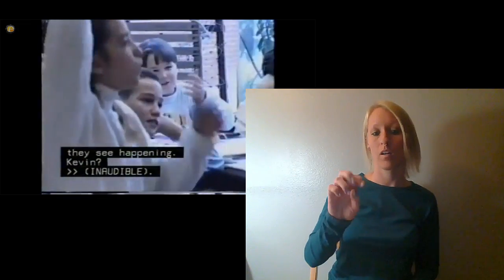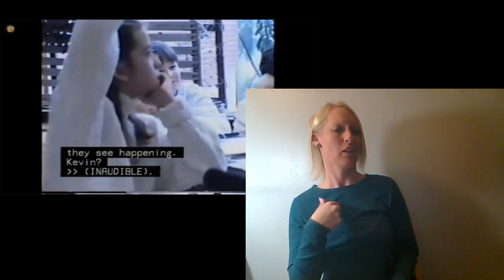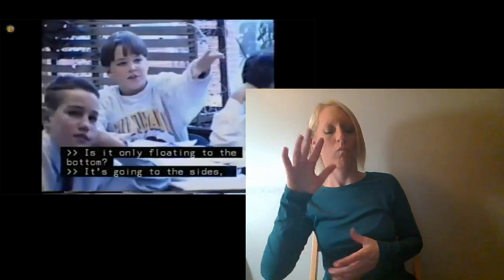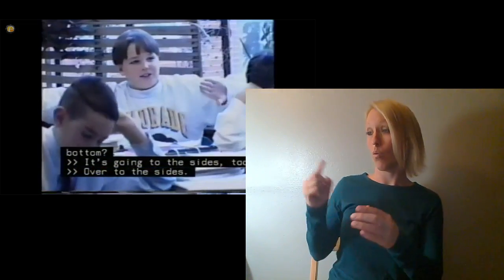Kevin? It's expanding and it's slowly floating to the bottom. Okay. Is it only floating to the bottom? To the side, too. It's expanding out to the corner.